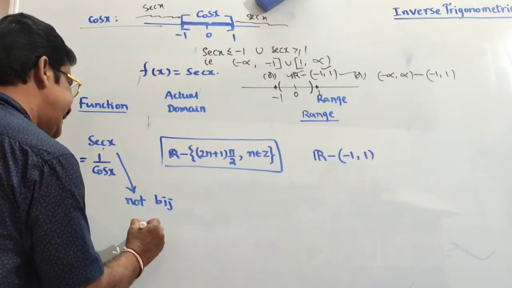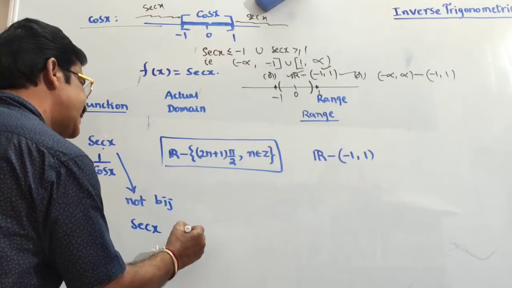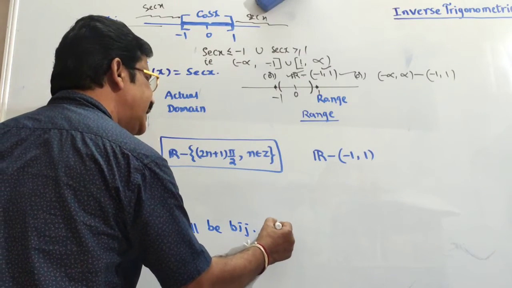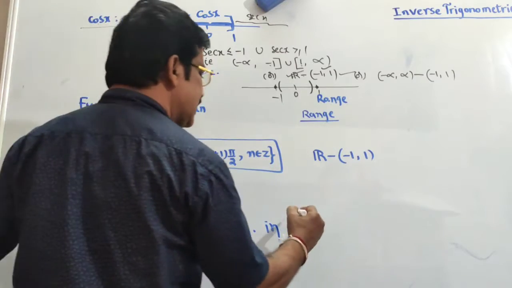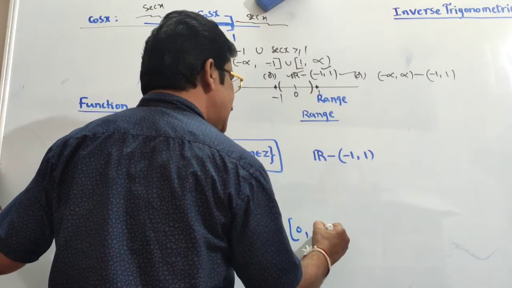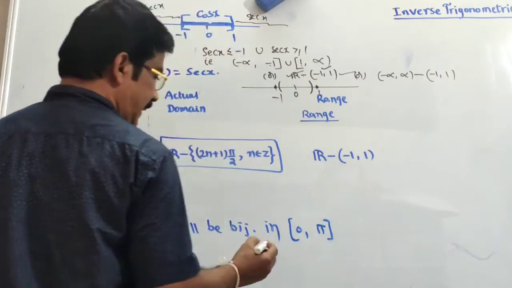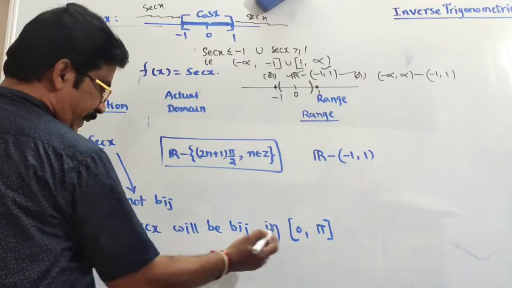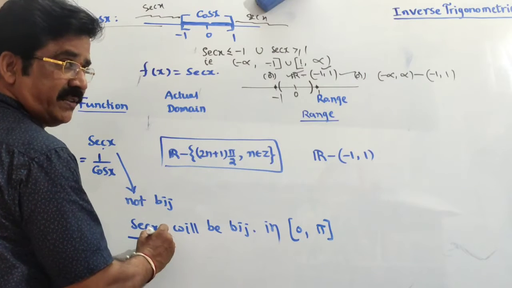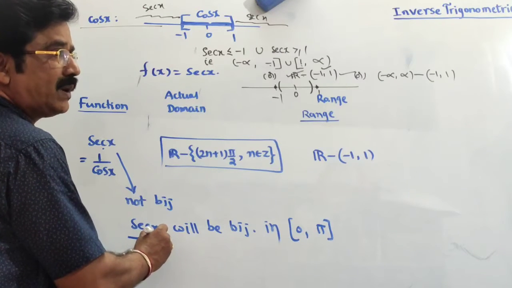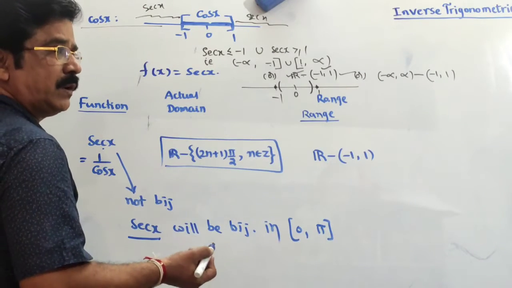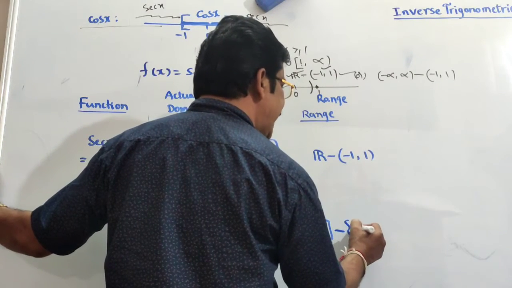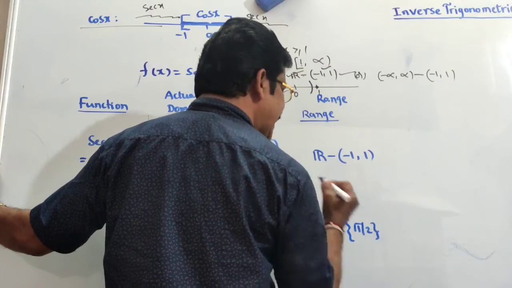Therefore secant x will be bijective just like cos. Cos is the closed interval of 0 to pi. But pi by 2 is in this interval. If x equals pi by 2, this function is not defined. Secant pi by 2 means 1 by cos pi by 2. Cos pi by 2 is 0. 1 by 0 is infinity. Not defined. That's why it is excluded. Pi by 2 is excluded.